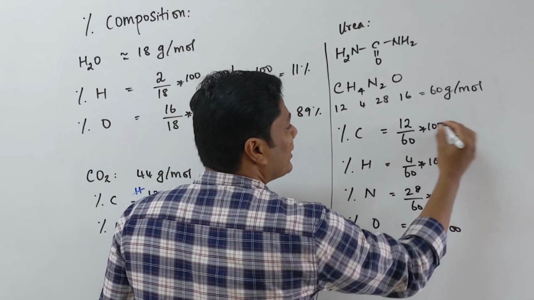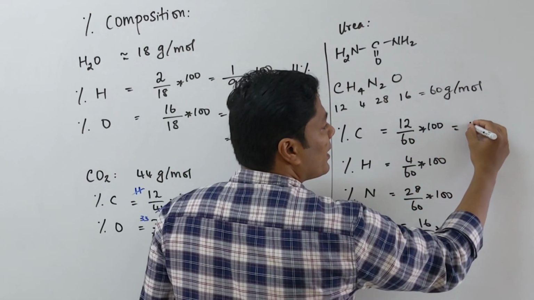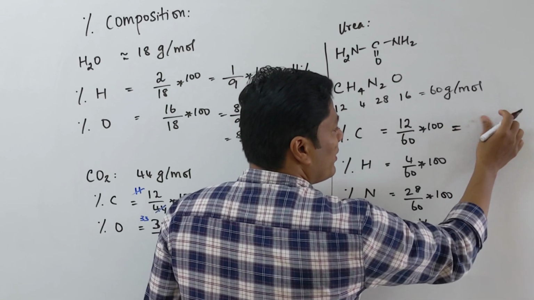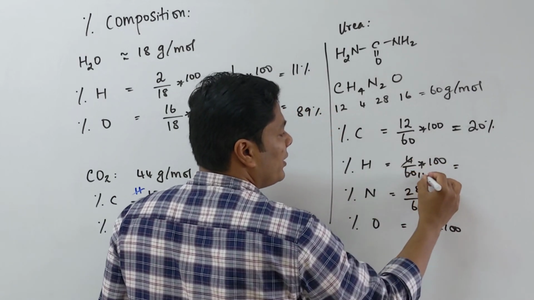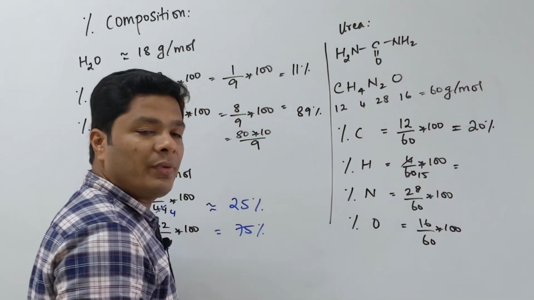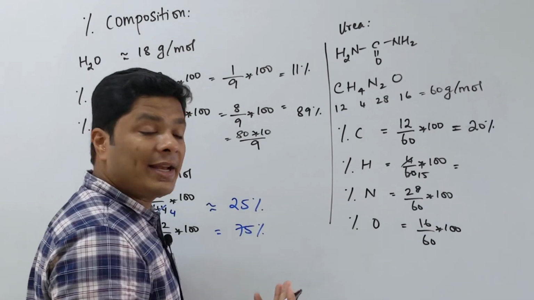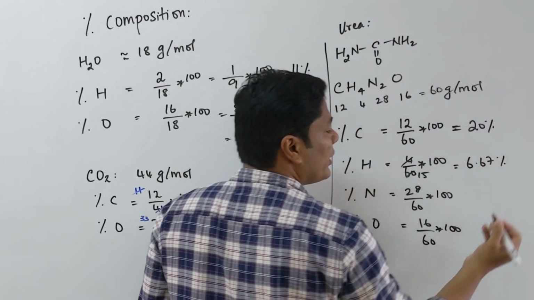Now how do you do the math? 12 by 60 is 1 by 5. 1 by 5 times 100 is 20%. Now hydrogen is 100 by 15. If you want to calculate, you can calculate exactly. This is going to be 6.67%. So you can do two ways.